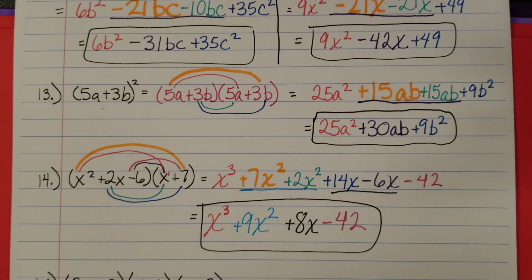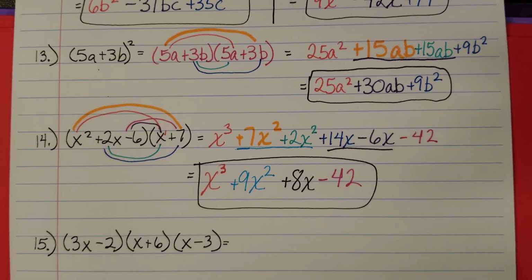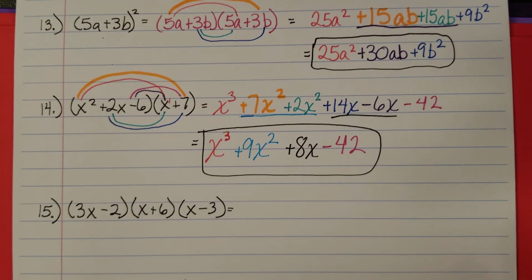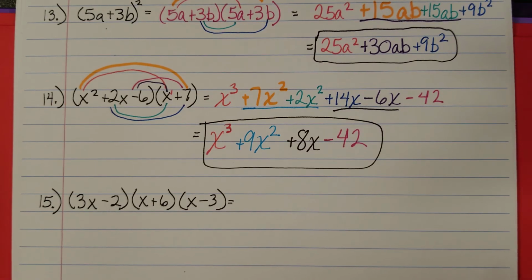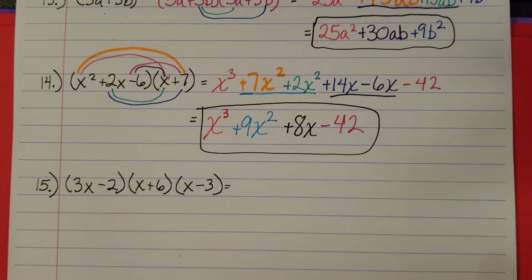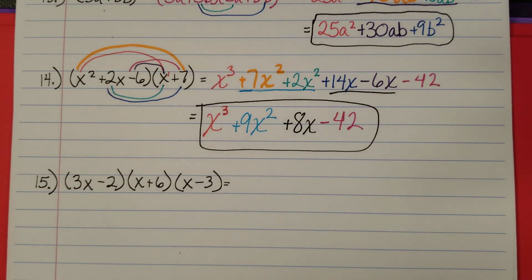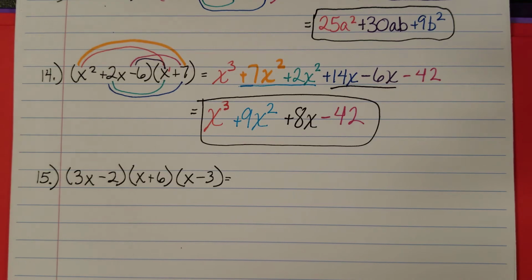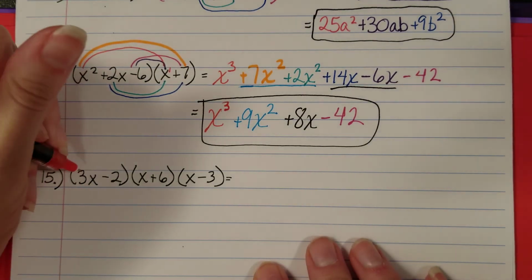That wasn't so bad. All right, number 15. So we have 3 binomials that are all multiplying together. So what I'm going to do is start by FOILing the first 2 together. And then I'll have a trinomial to multiply with that last binomial, and that'll be similar to number 14. All right, so I'm just going to FOIL these.